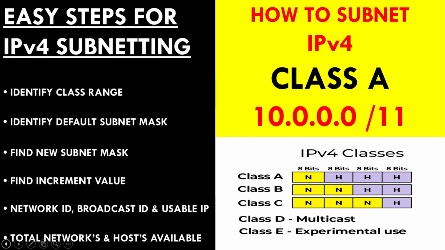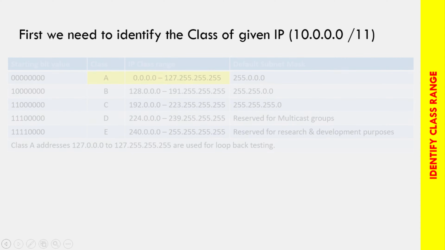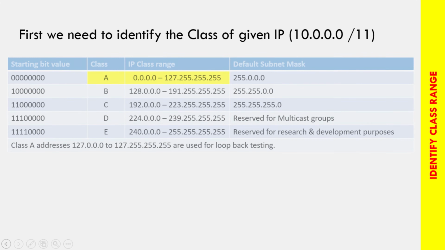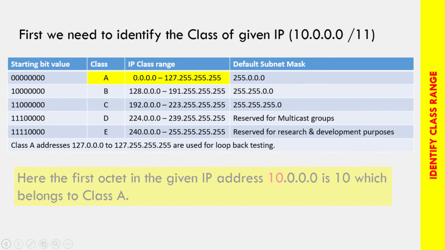In this video I am going to show you how to do class A subnet calculation. Given IP address is 10.0.0.0/11. First of all, we need to identify the class of the given IP. Here the first octet in the given IP address 10.0.0.0 is 10, which belongs to class A.